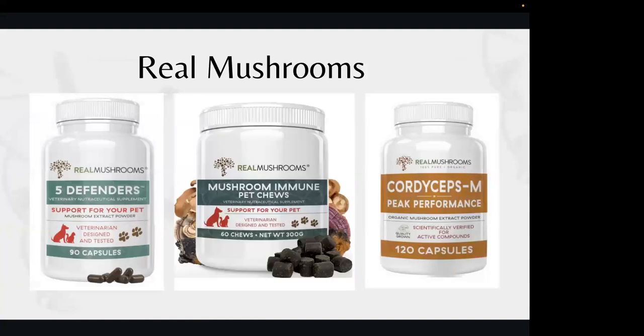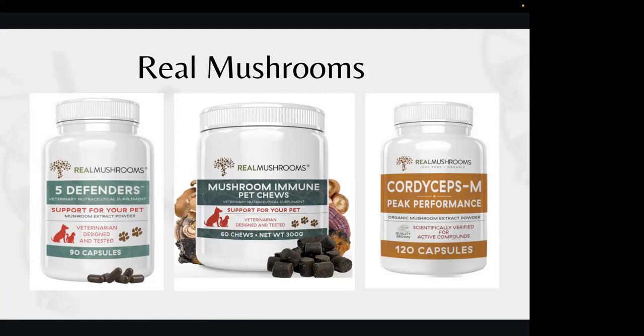One way to do it is with this product by Real Mushrooms. There are other products out there. Like I said, I do my research, I find a product I like, and then I just stick with it, because I get tired. But if people bring me a product, then I'll take a look at it and look at the ingredients and who makes it. But I like this product. I think they make a good product.